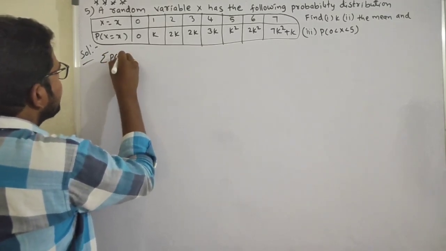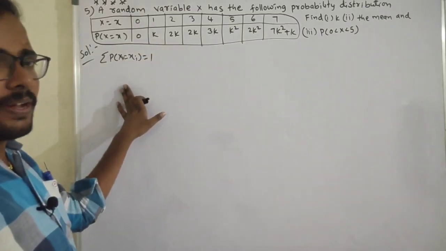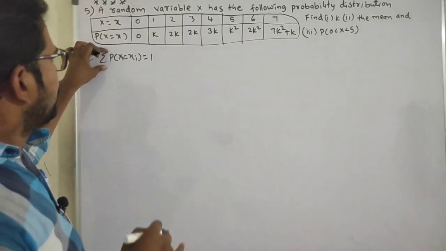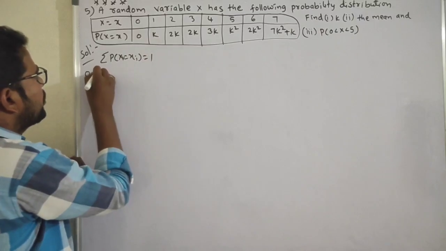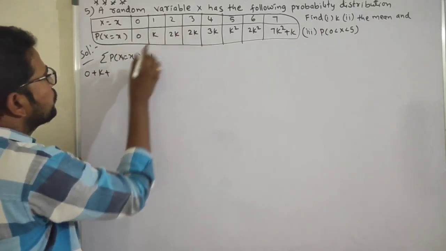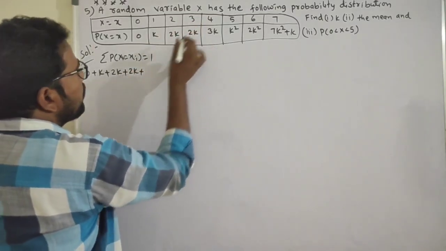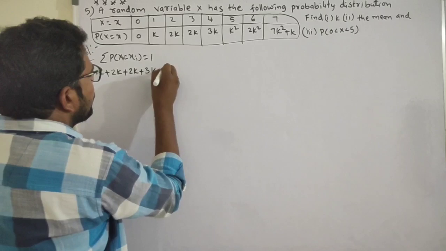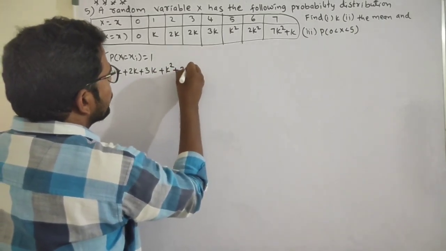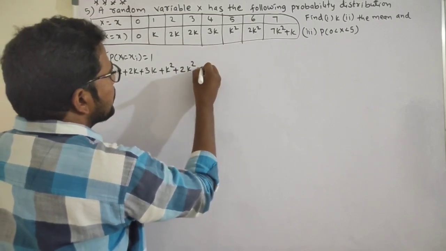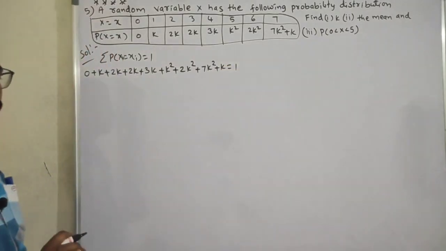So the sum of P of x equals xi is equal to 1. Sigma means the sum of all probabilities. So probability of 0 plus probability of 1 is k. Next, probability of 2 is 2k plus probability of 3 is 2k. Next, probability of 4 is 3k. Probability of 5 is k square plus probability of 6 is 2k square. Probability of 7 is 7k square plus k is equal to 1. Total probability is equal to 1.